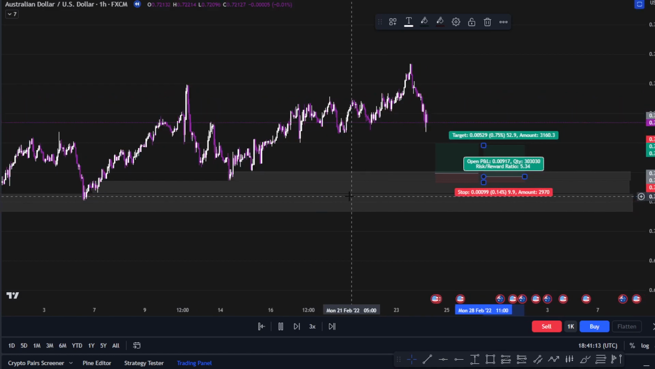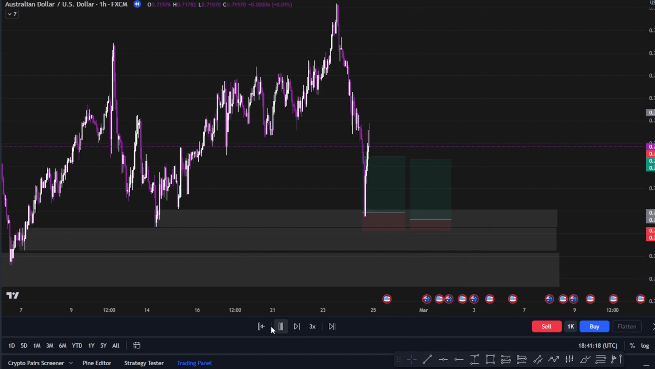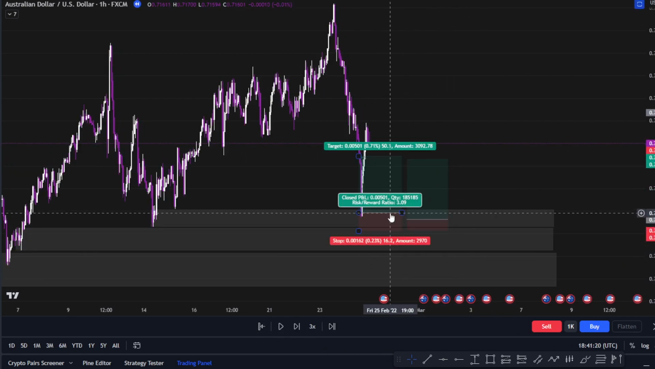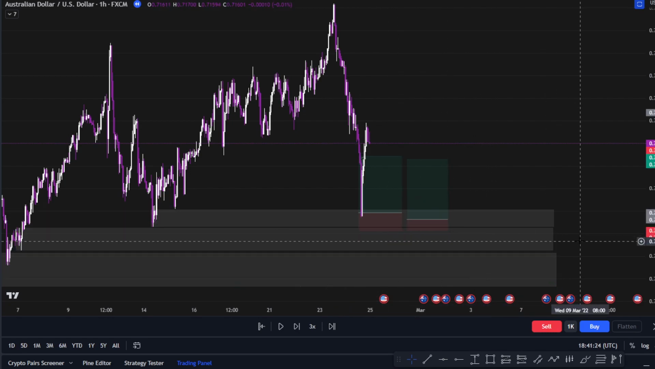So here we're seeing some weakness, so we can expect it to come down to this order block. And there you go. Tapped into that top of the order block order. It has been tapped in, while the 50% once again has not been tapped in.